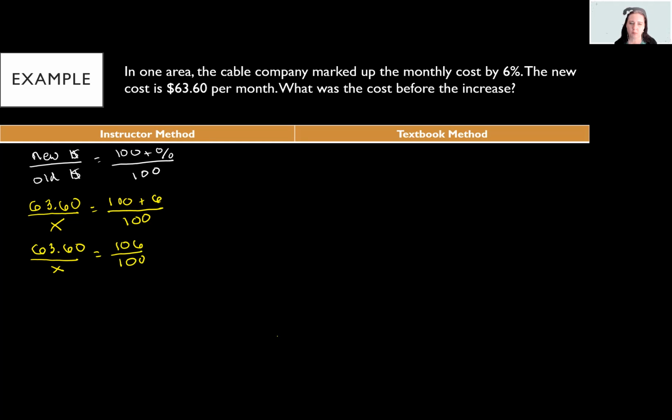So unlike the last problem we did where our unknown variable was on the top of the fraction, now it's in the bottom. And when it's in the bottom, we do what is called cross multiplication, where you multiply the diagonals and then you set them equal to each other. So x times 106, so that's 106x. That's one diagonal. And then you do that with the other diagonal, 63.6 times 100.